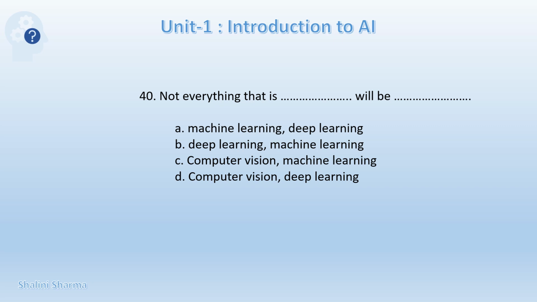Fill in the blanks. Not everything that is dash will be dash. The options are option A, machine learning and deep learning. Option B, deep learning and machine learning. Option C, computer vision and machine learning. Option D, computer vision or deep learning. The statement will go as not everything that is machine learning will be deep learning. So the correct option is A, machine learning and then deep learning.